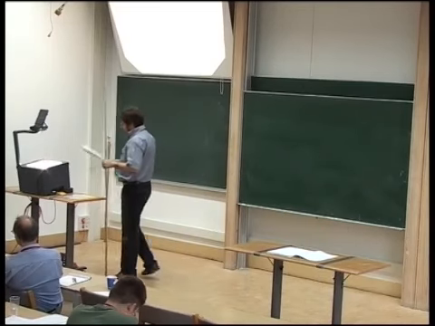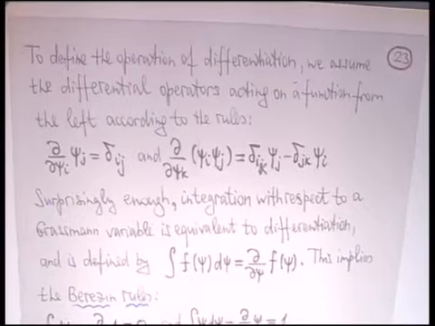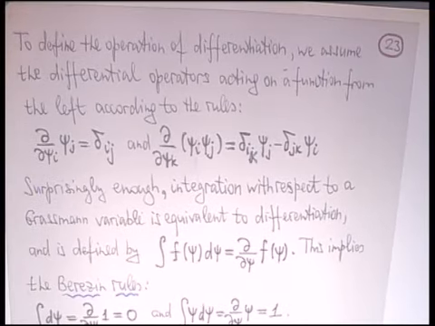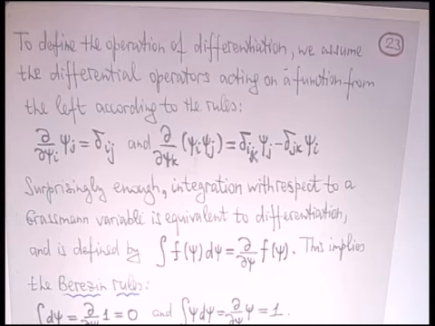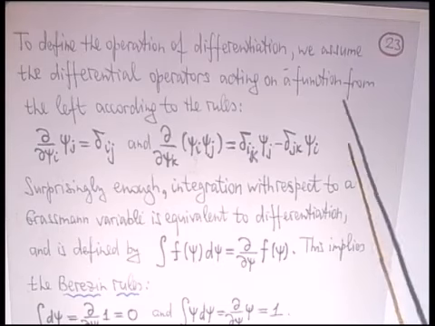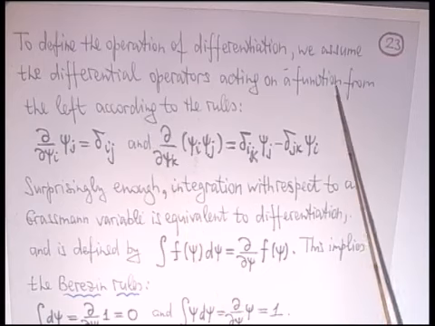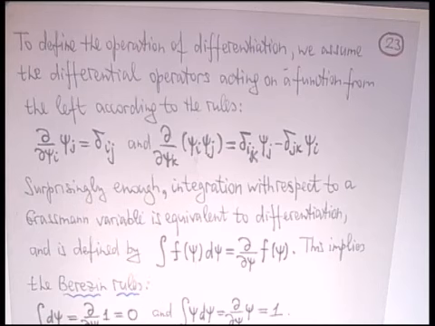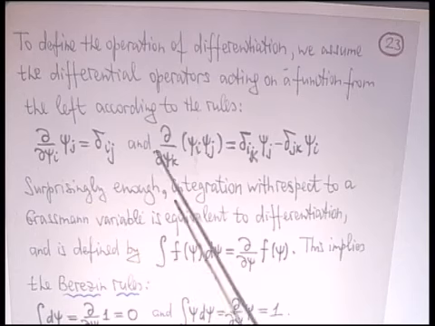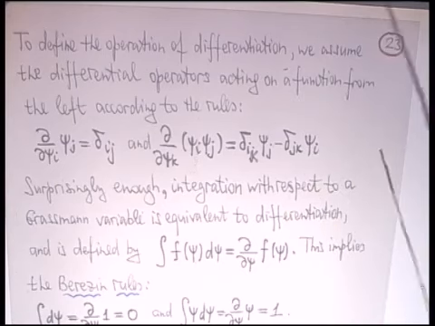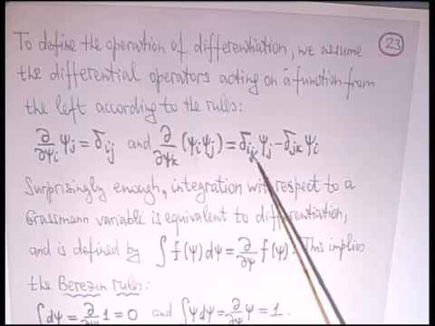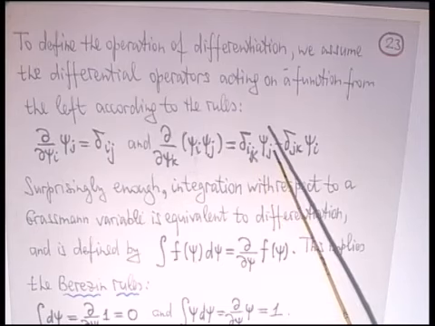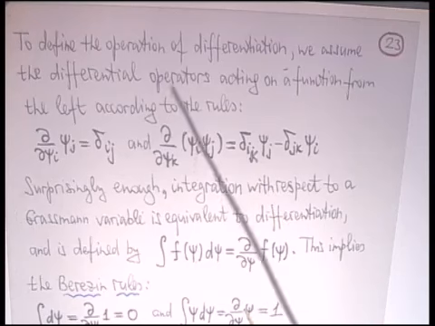Now, we'd like also to define operations of differentiation and later on integration involving these anti-commuting variables. Differentiation is defined as follows. We assume that the differential operators d over d psi act from the left, and they act according to the following rules. By the way, I noticed that in the lecture notes that some of you have, there is a misprint. It's written delta_ij, so I corrected it here. It should be delta_ik for obvious reasons.